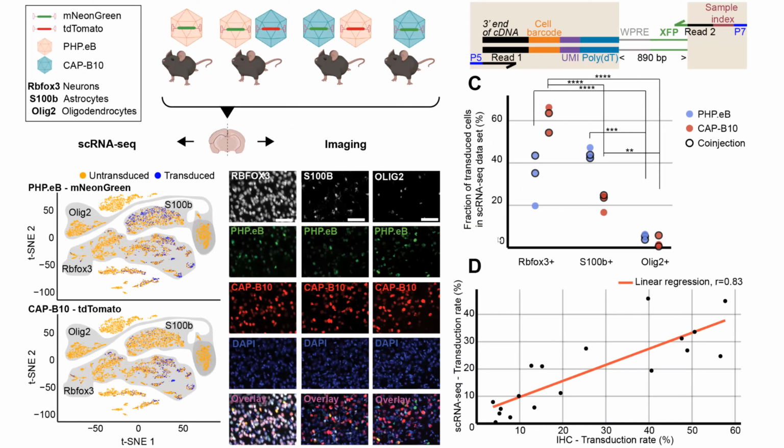So finally, going back to our validation experiment, we have all the pieces in place. Using the single cell data, we found the same bias when we quantified it as a fraction of transduced cells: CAP-B10 transduces far more neurons relative to astrocytes than PHP.eB. And encouragingly, we also found a high degree of correlation, looking at pairwise animals within those cell types, between the transduction rate as estimated by imaging and the transduction rate estimated by single cell RNA sequencing.